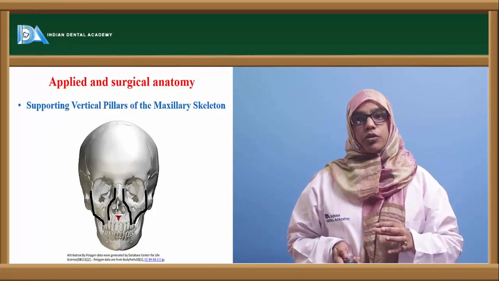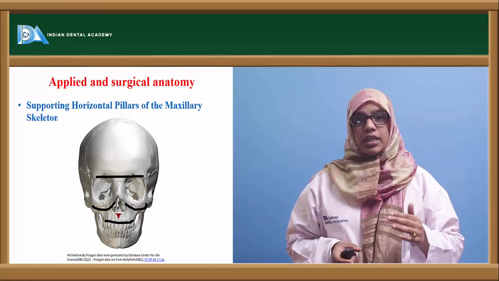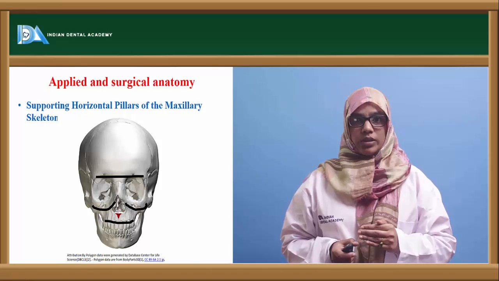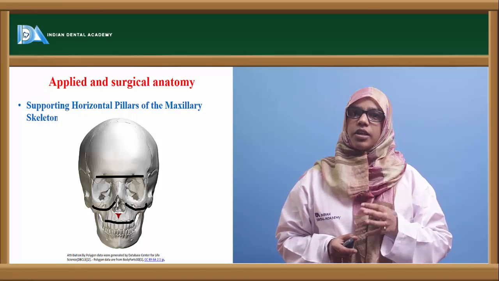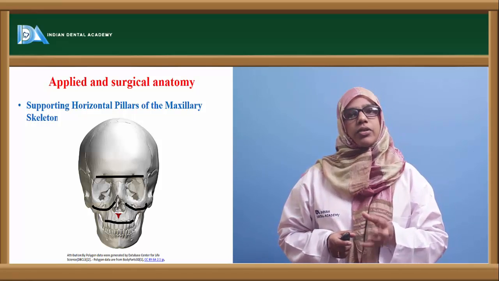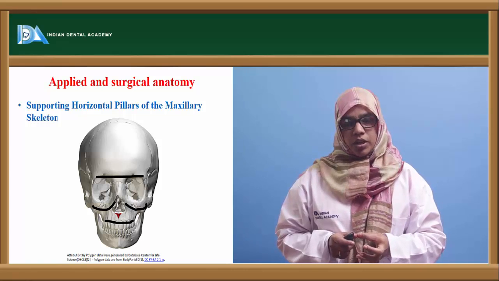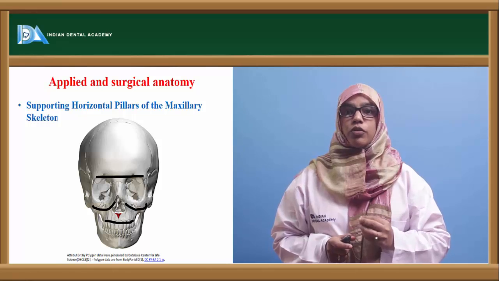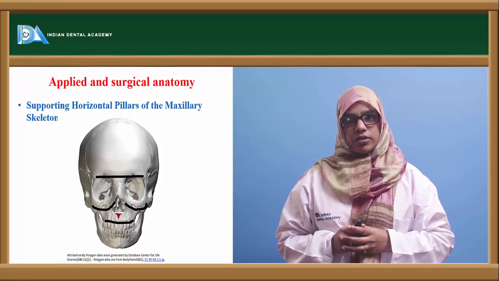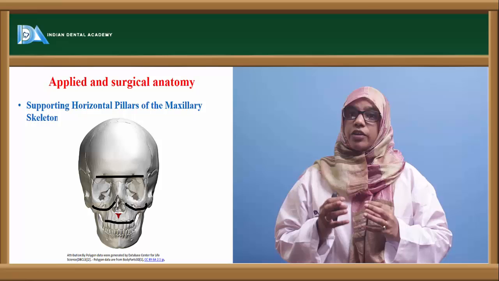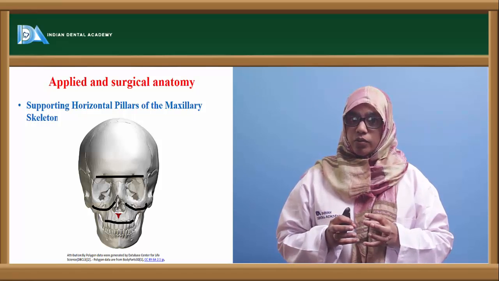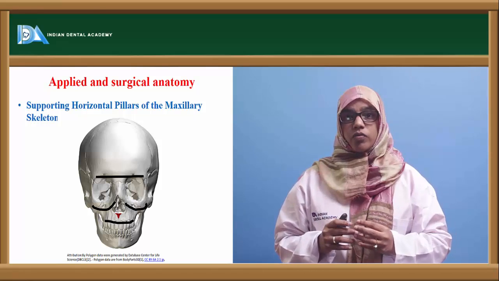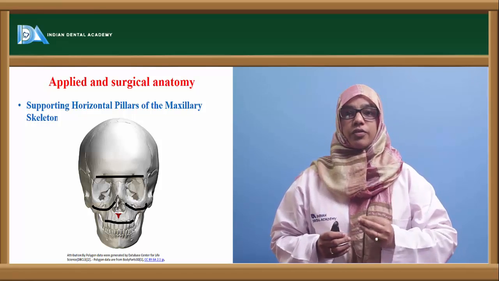Now then you have the horizontal buttresses. These are the supraorbital rim, the infraorbital rim and the occlusal surfaces. Now what is the importance of these buttresses? These buttresses have dense bone, which can be used during plating or fixation when you are trying to reduce and fix the fractures. Since there are very fragile bones, these fragile bones you cannot plate and screw them.